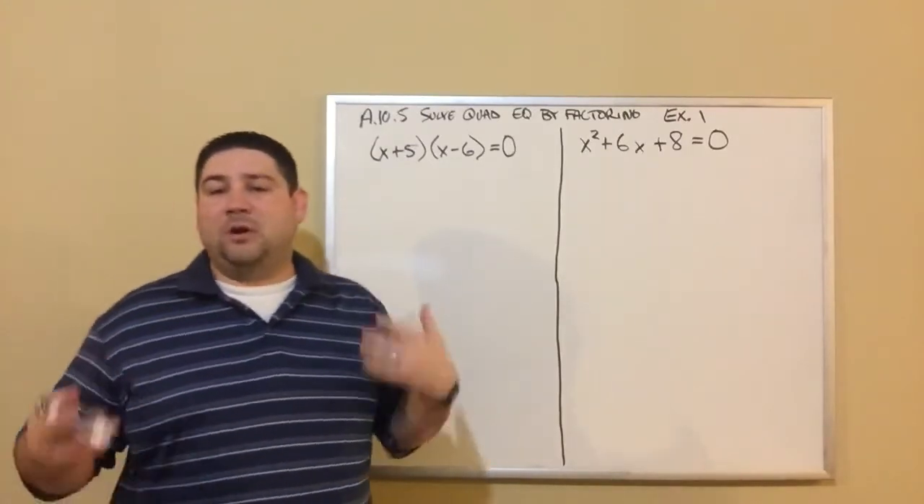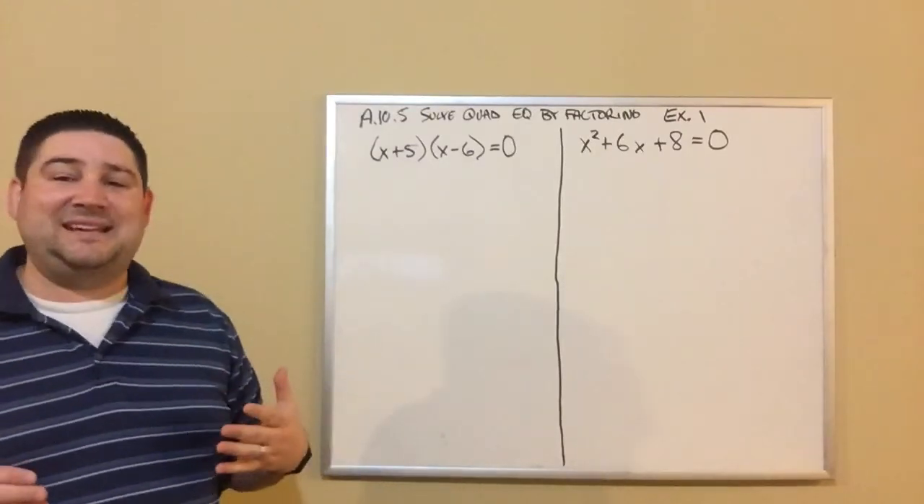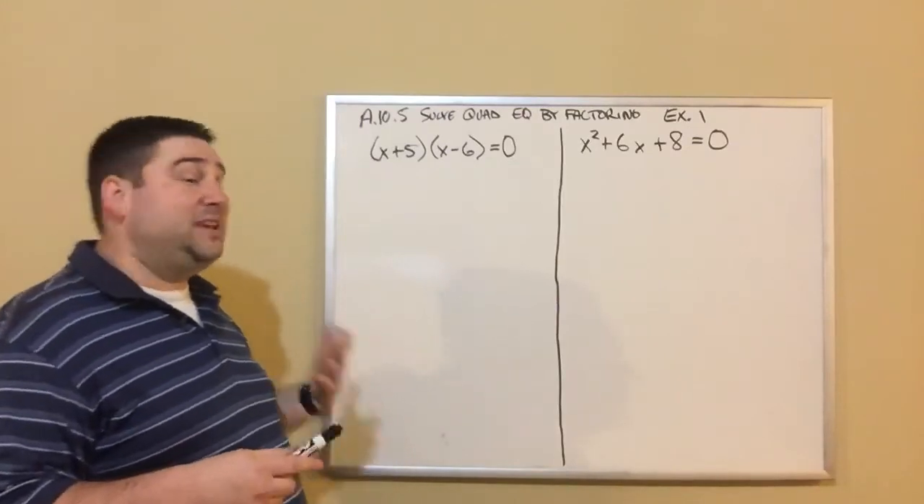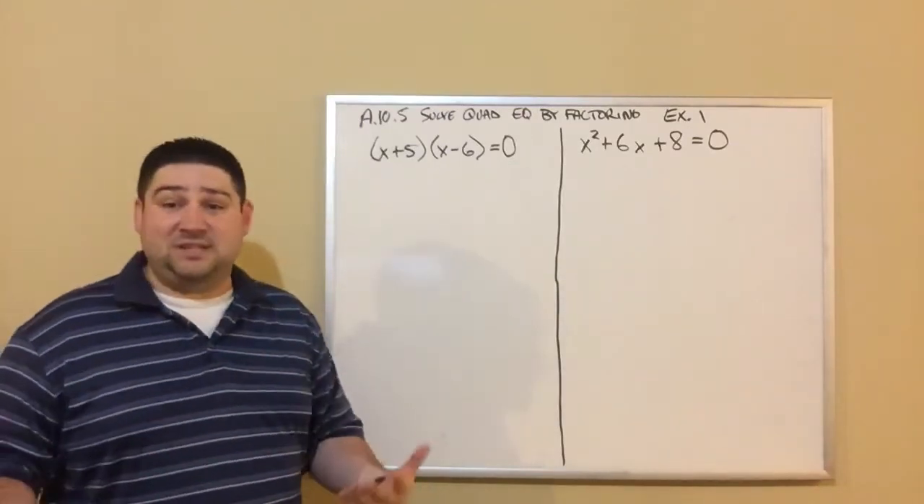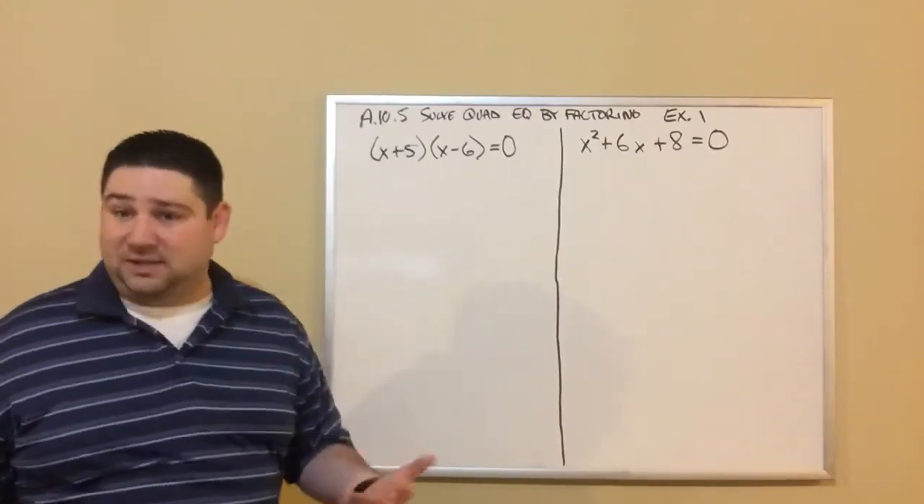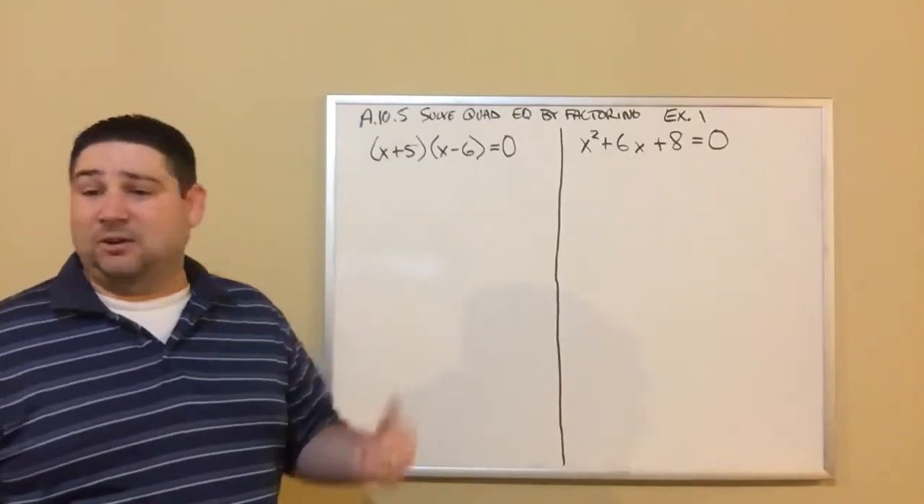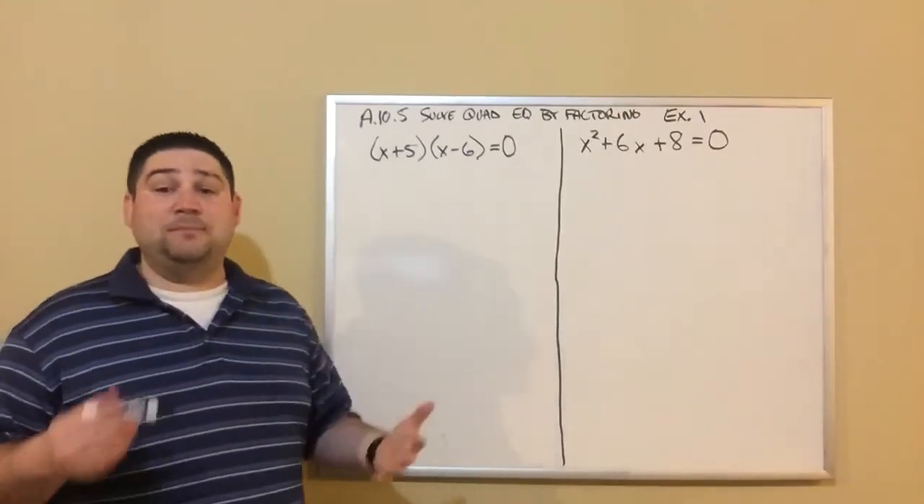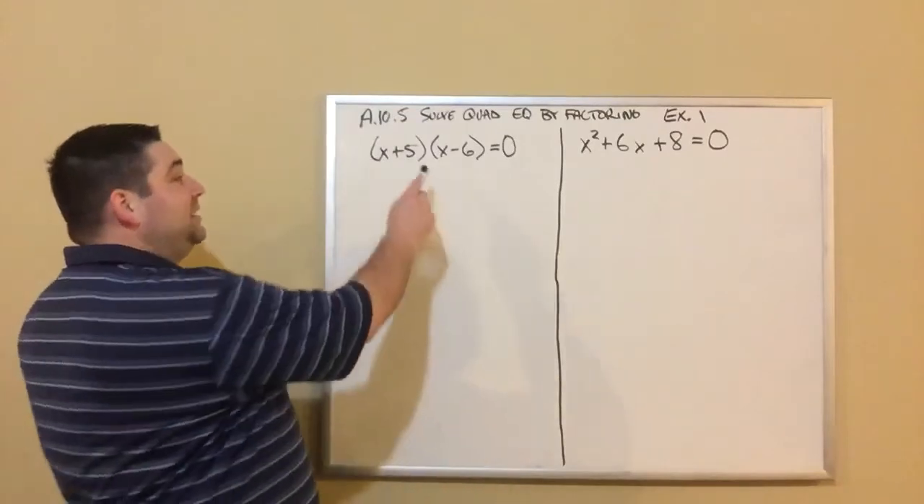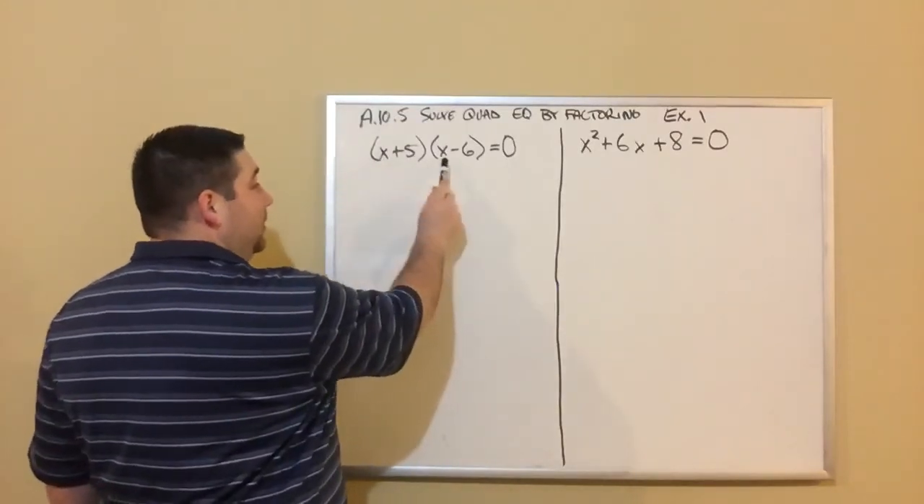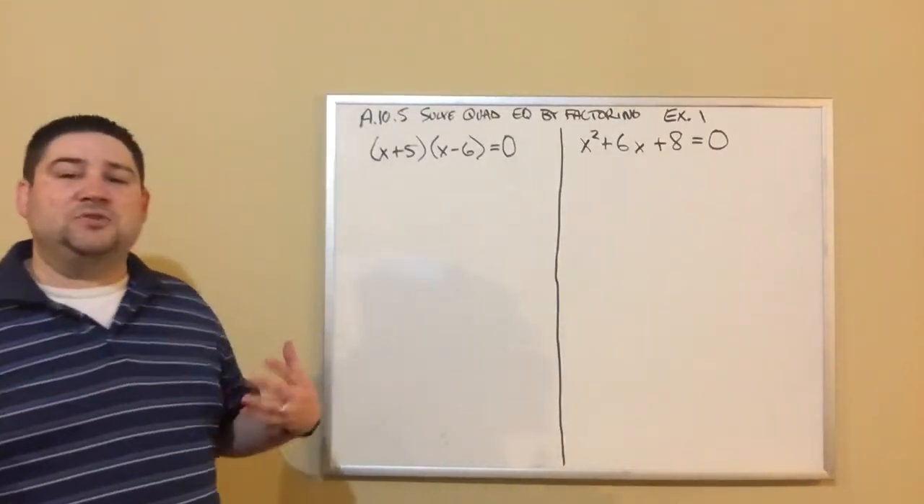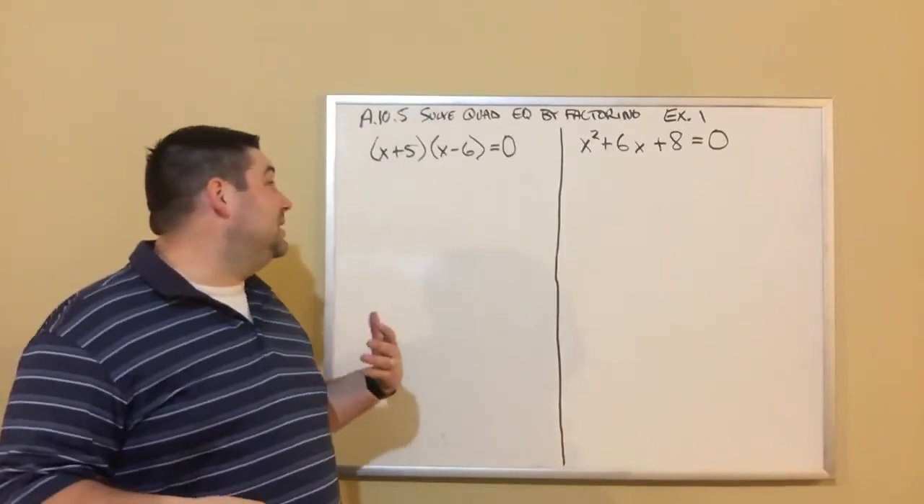Let's think about what we know about multiplying two things and getting 0. When we multiply two things and get 0, one of those must be 0. 5 times 0 is 0. 0 times 9 is 0. The only way to get 0 is to multiply something by 0. So what that's telling us is either this binomial or this binomial, one of those two has to be 0.